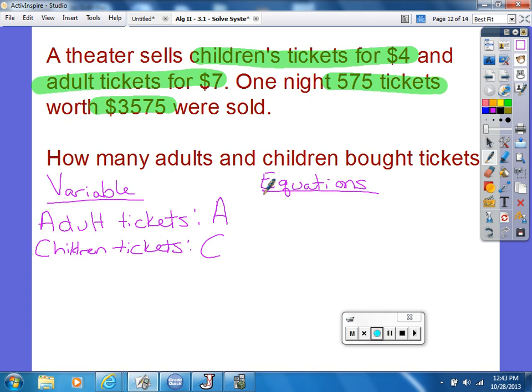Now I have two variables. That means I need to write two equations. Discuss in your group and see if you can come up with one of the two equations.